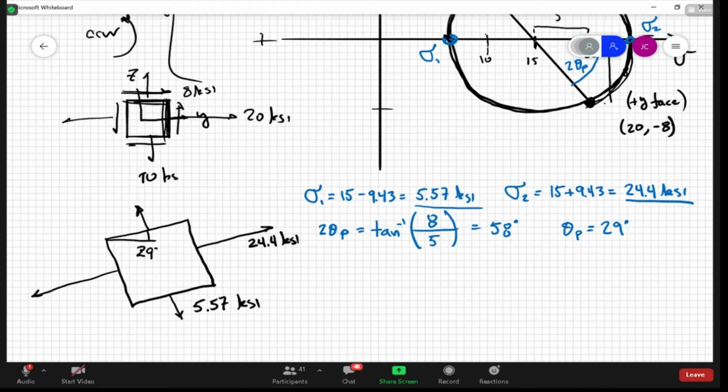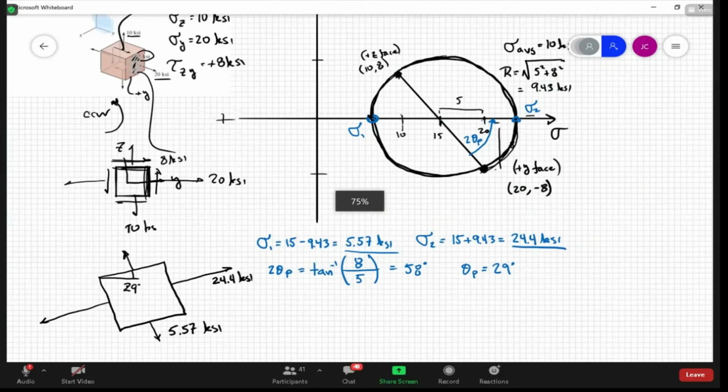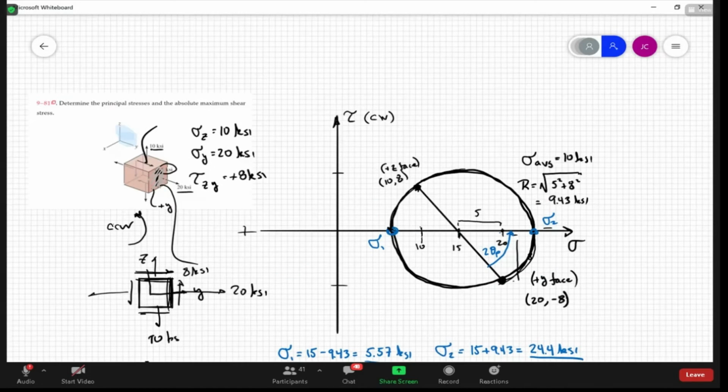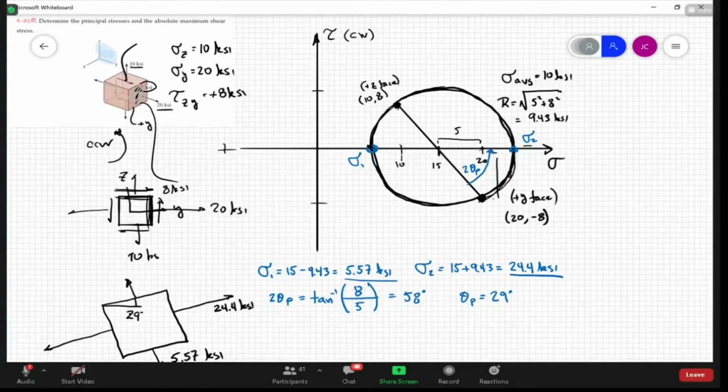Okay, so that's the principal state. You know the values, and you also know its orientation relative to the given state. There's no shear strain there at all. Now they want us to get the maximum absolute shear stress. Up here and here, we have the maximum in-plane shear stress. That's going to correspond to the radius, which corresponds to the 9.43 KSI.